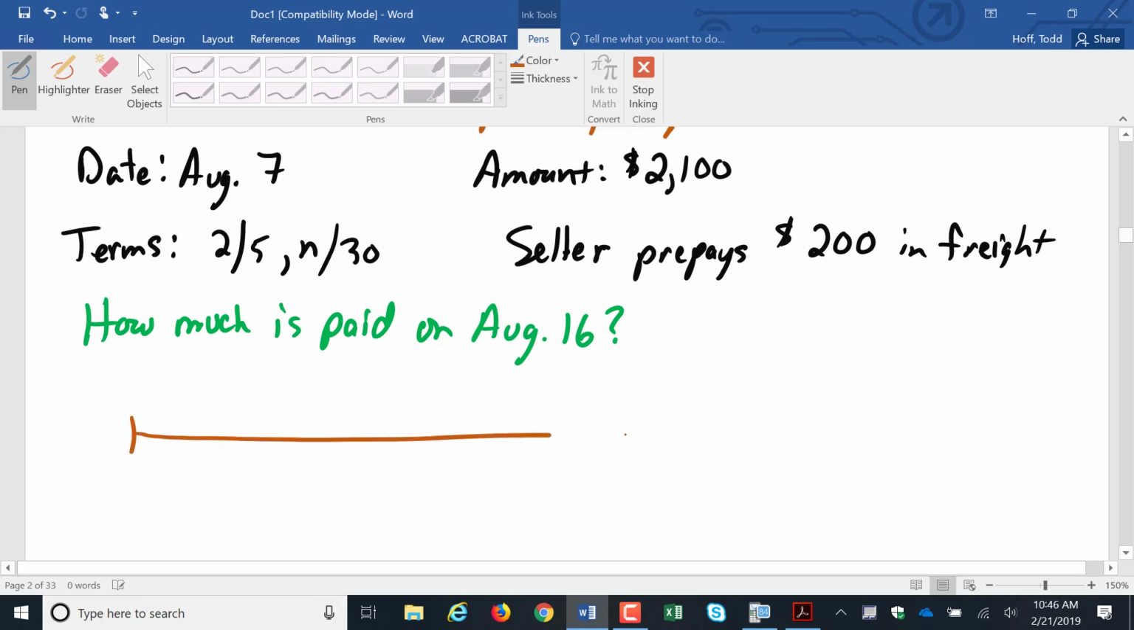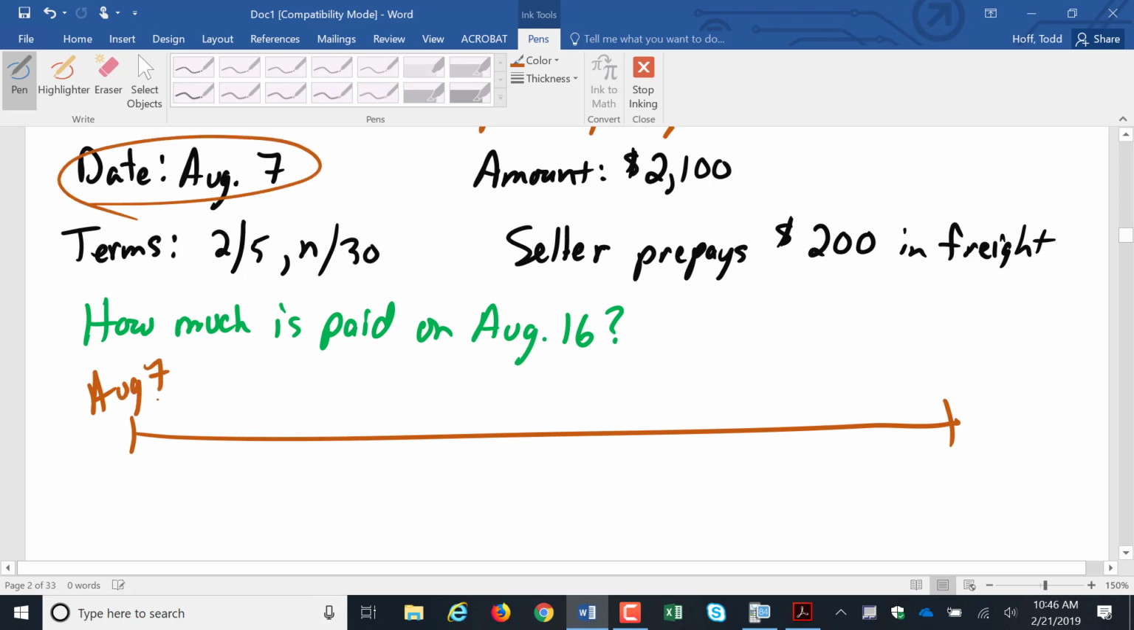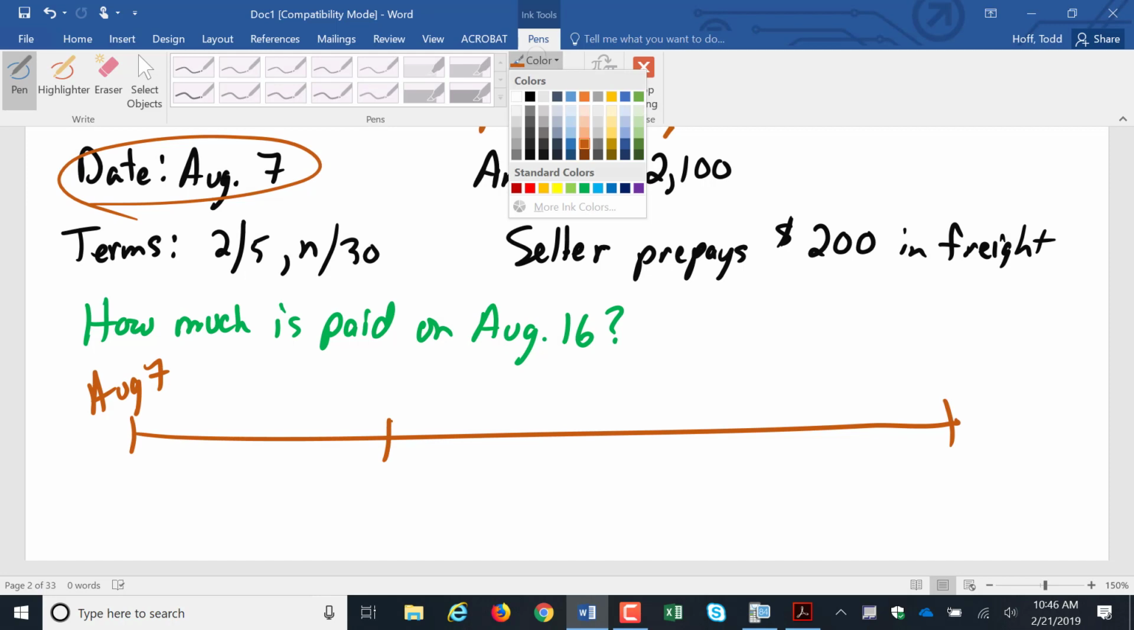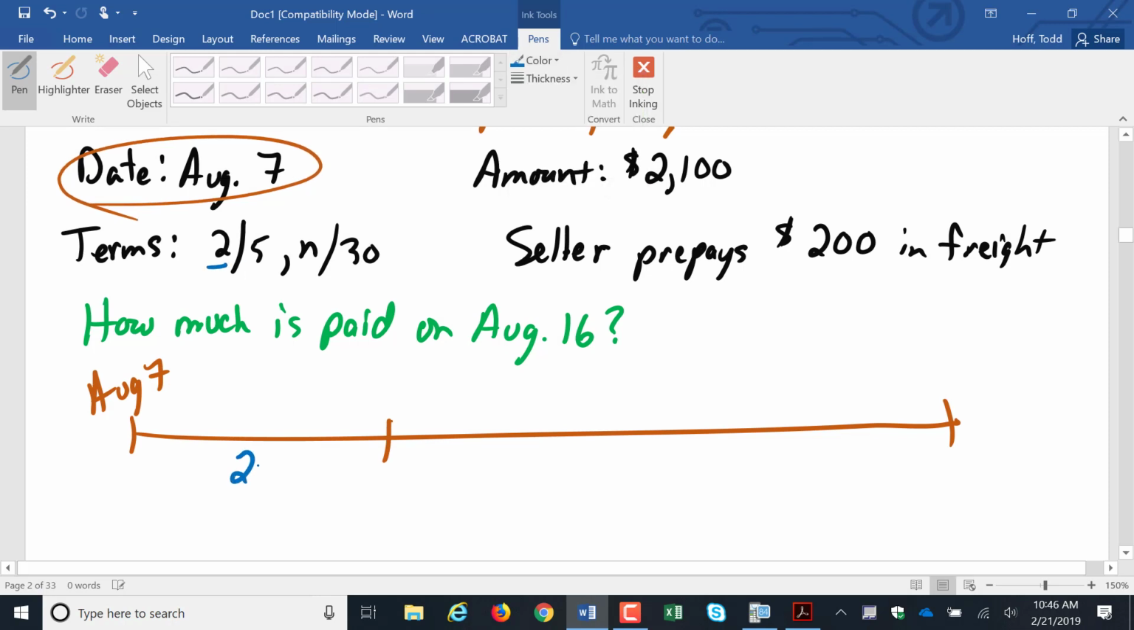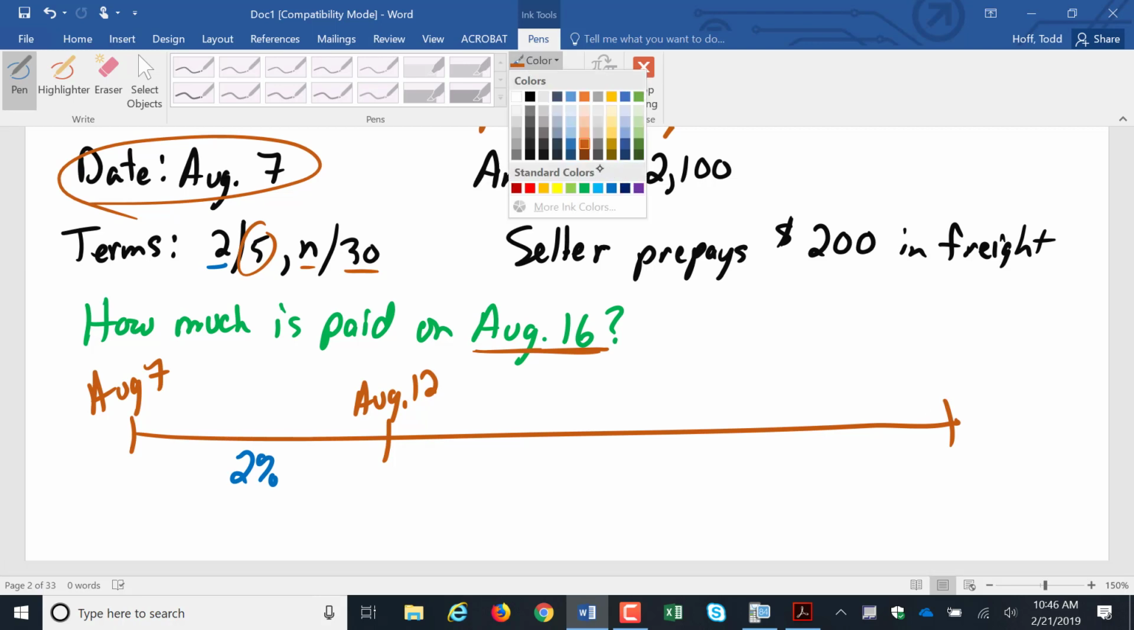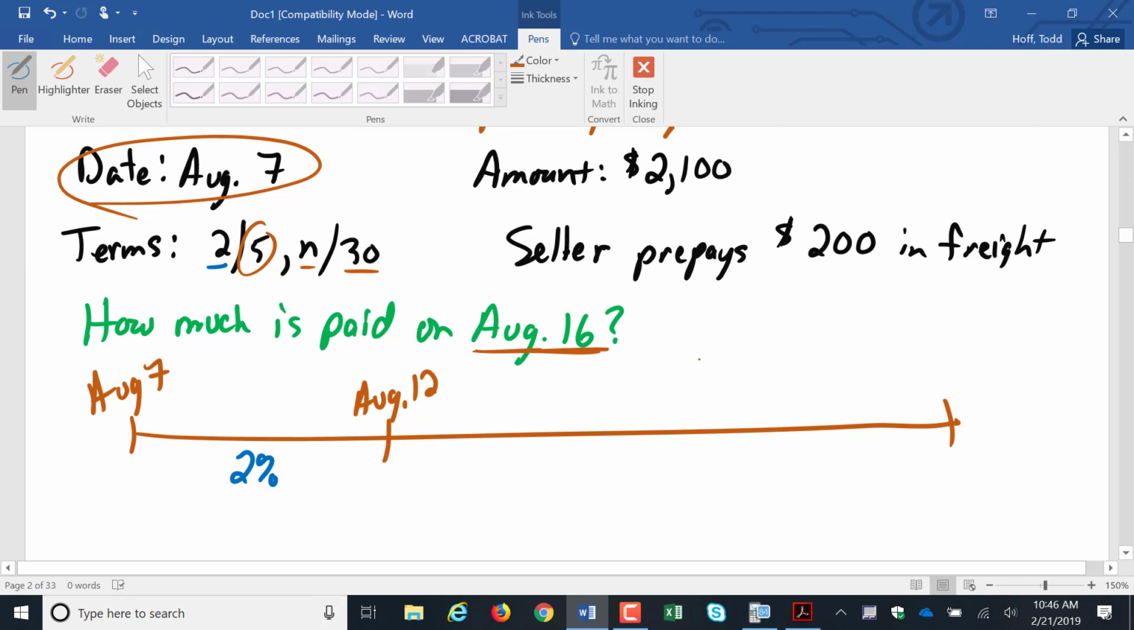So let's do our timeline here. Our timeline starts on the invoice date of August 7th. And after that date, there is a 2% discount period that goes for 5 days. So that would bring us to August 12th, 5 days after the 7th. We did not pay within that period of time. So now we have to go to the credit period. Net 30 means that we have to be paid within 30 days. So 30 days from August 7th is going to bring us to September 6th.